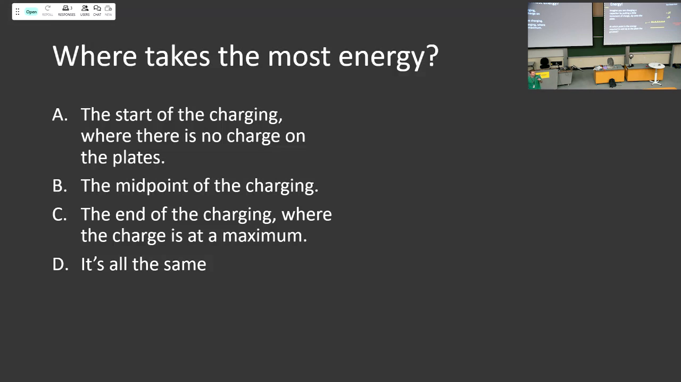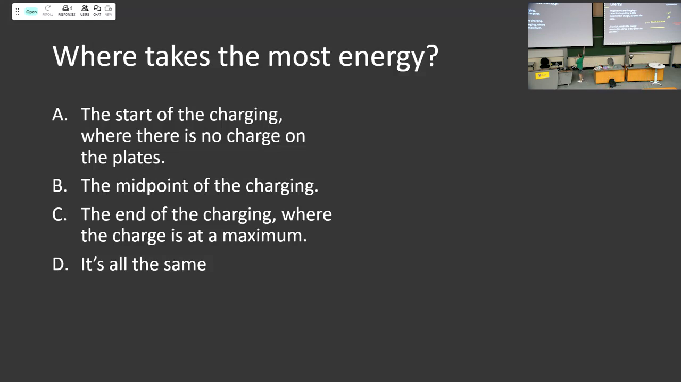I've really emphasized or hinted at the answer here. Sorry? You're guessing? Which letter do you guess? It's one of them. It's either A, B, C, or D. That's my hint to you. So, okay, the whole point is guessing, right? You haven't done this before. All right, so where does it take the most energy?